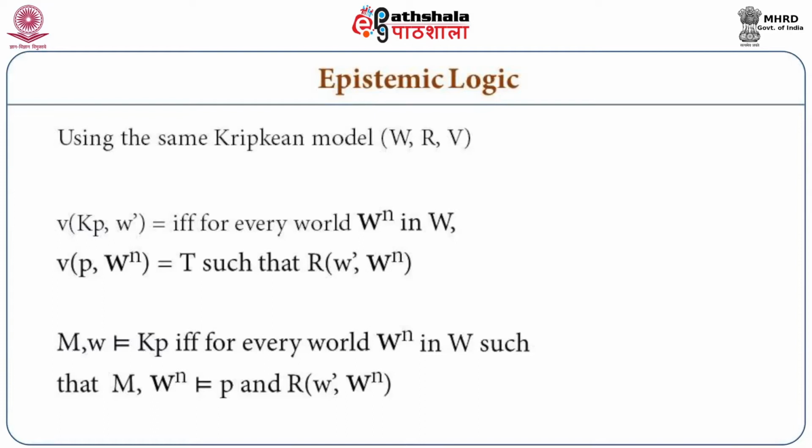Likewise, there may be a different characterization for the same truth claim. For example, M stands for a model, and with respect to the world W, this model and the world semantically entails the truth of KP, if and only if for every world in the set of all possible worlds, such that when there is a model and a world given, P is true, and there is a relation from W prime to Wn. In that sense, we can say that we know P, or P is known or knowable.